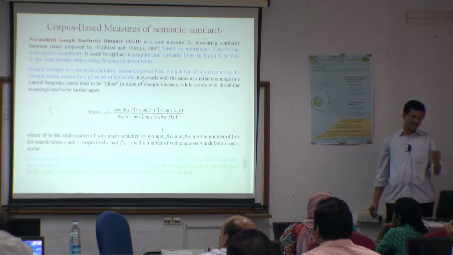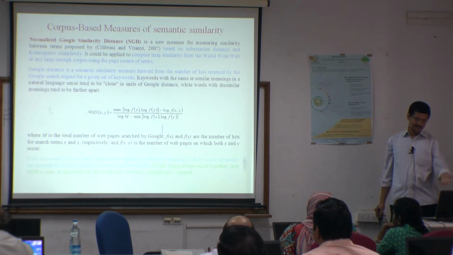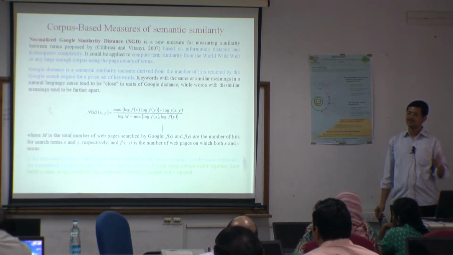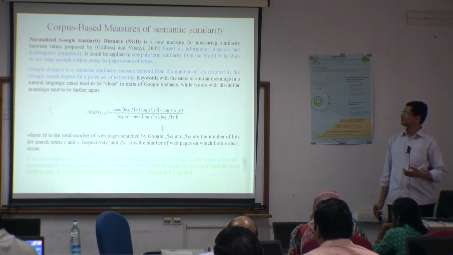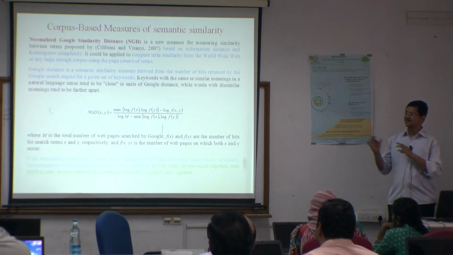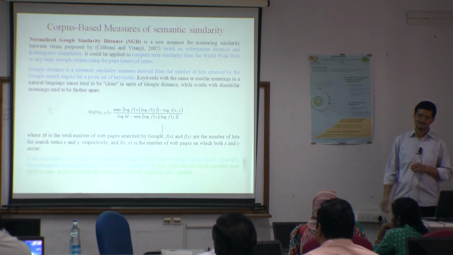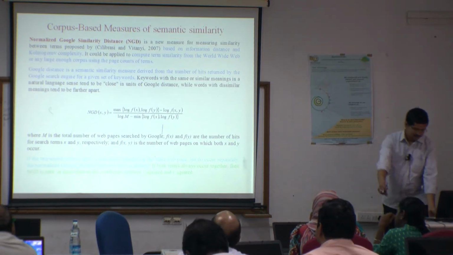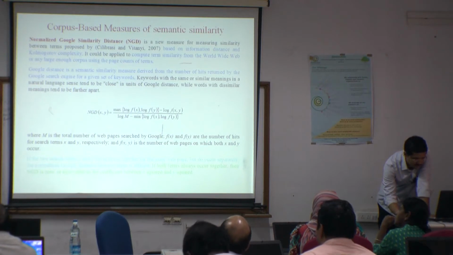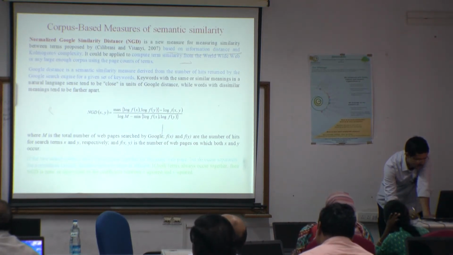Now the second measure is normalized Google distance. It is the latest semantic similarity measure, developed in 2007 by Google people. They use this semantic similarity measure to calculate the semantic similarity between documents. This measure is actually based on information distance and Kolmogorov complexity.